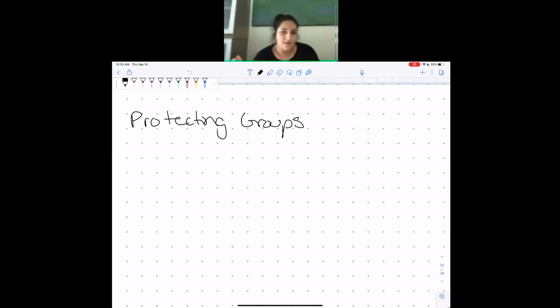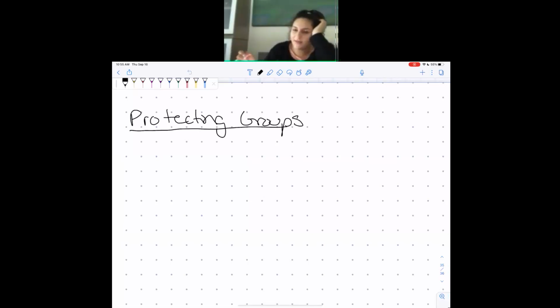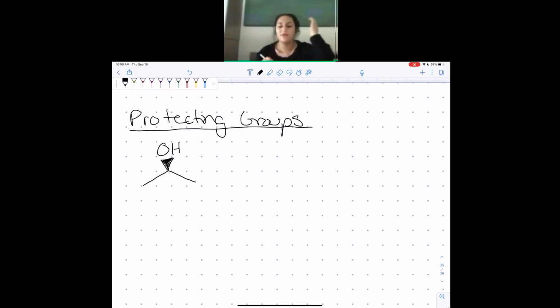All right, so let's cover protecting groups real quick. Protecting groups are super fun because chemists use them for all kinds of different reasons. For the purposes of this class, we're going to use them to protect alcohols. We can either just protect the alcohol and bring it back at the end, or we can take the alcohol and switch up the stereochemistry. So this is really a useful technique.